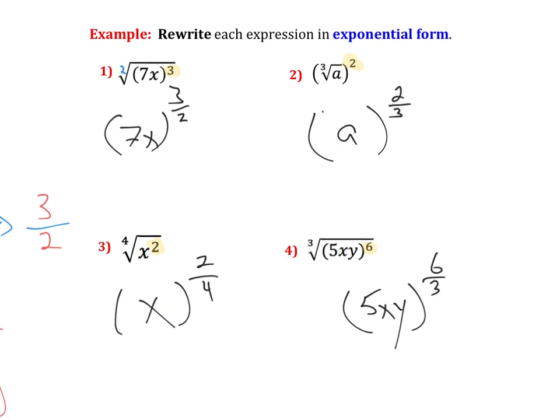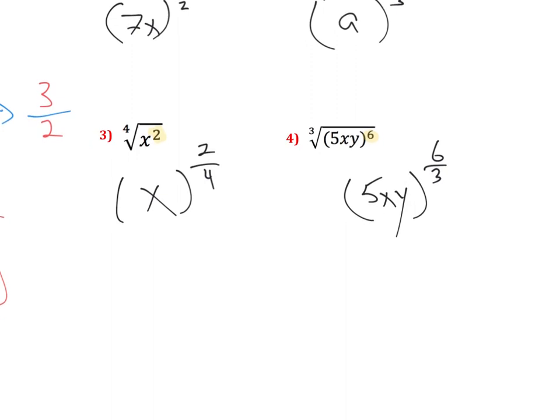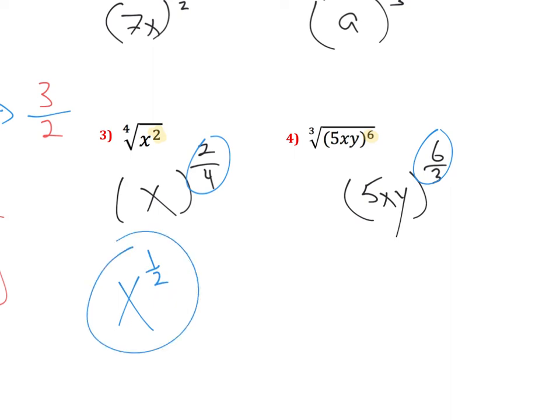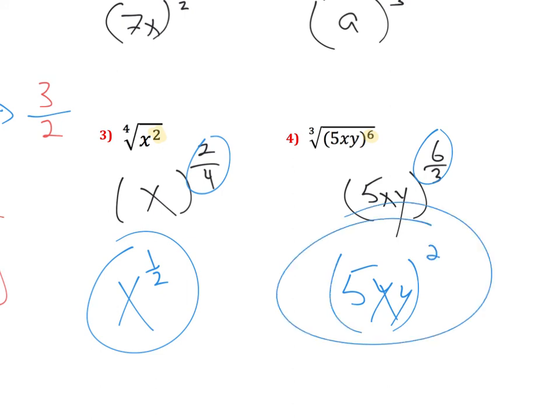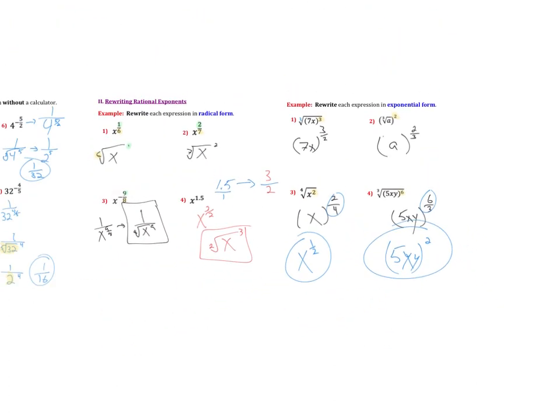Only thing left for us to do, and this doesn't always happen, but there are some scenarios in which maybe we have to simplify fractions. So for instance, 2/4 and 6/3, we could write that as x to the 1/2, just simplifying that fraction down. Or 5xy to the second power. So there are other ways that we could simplify that.